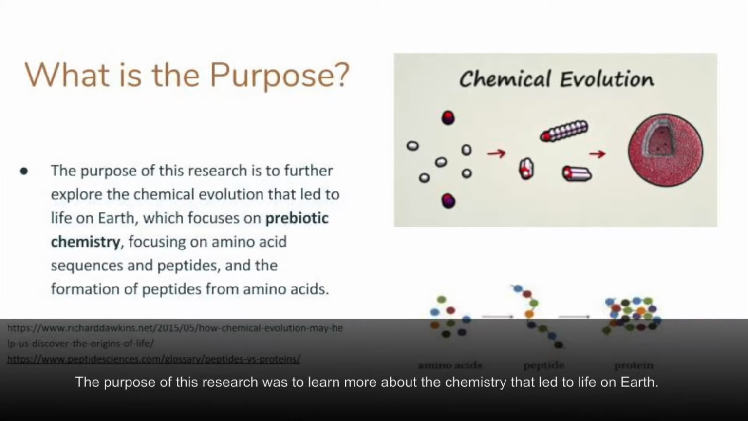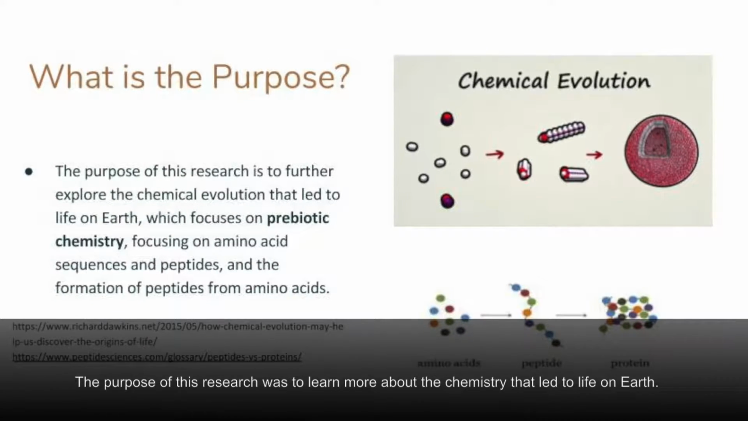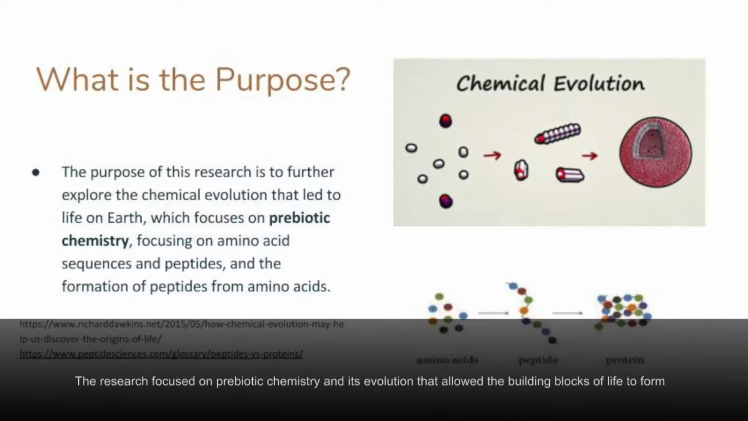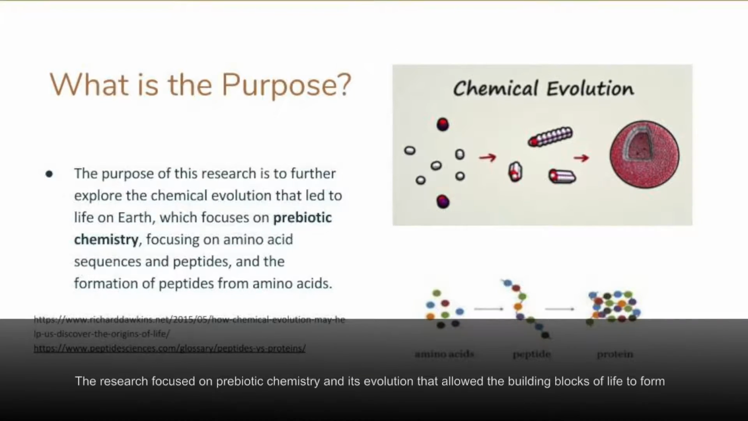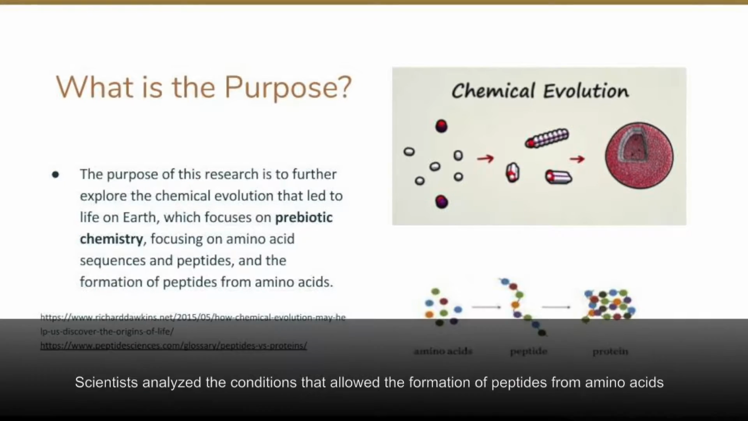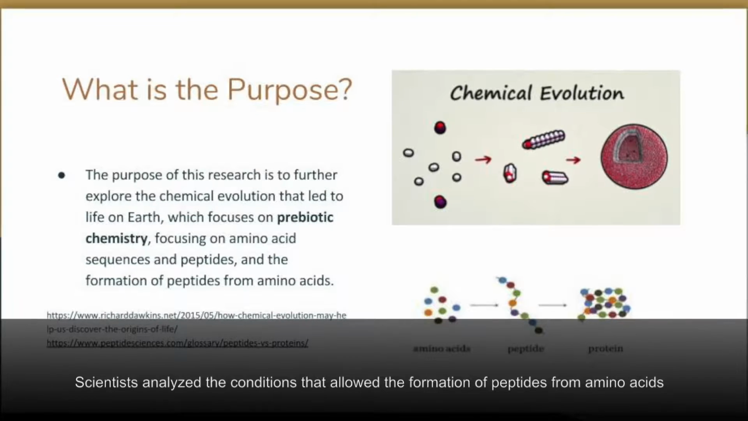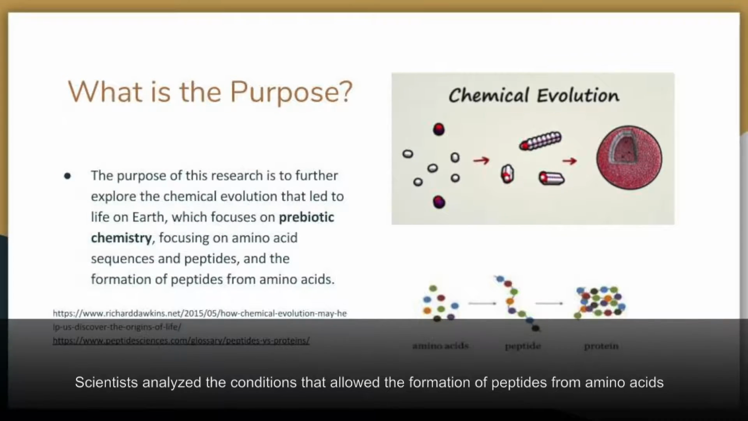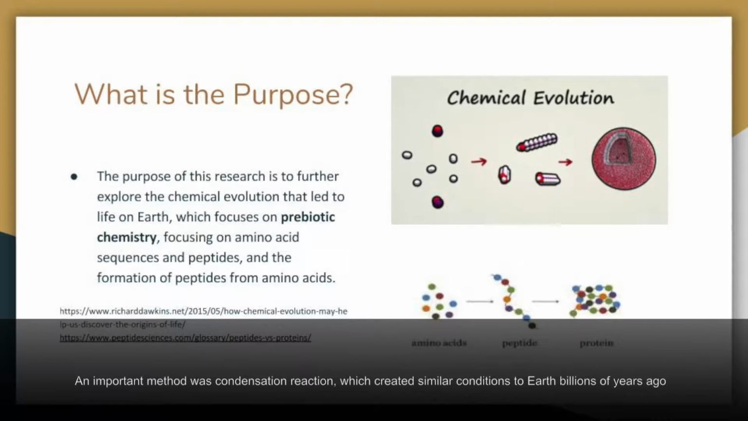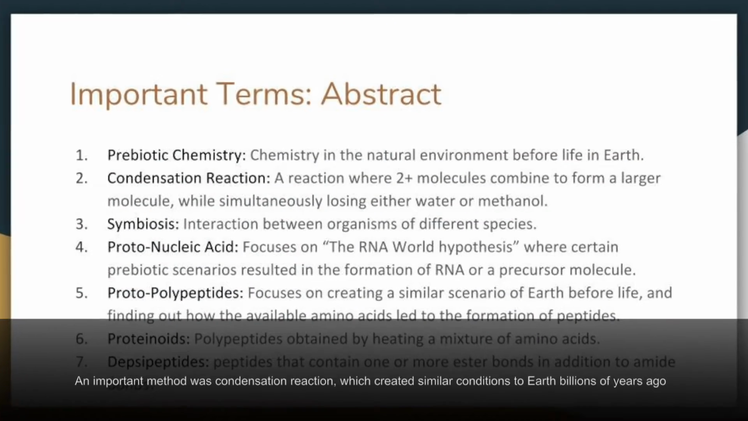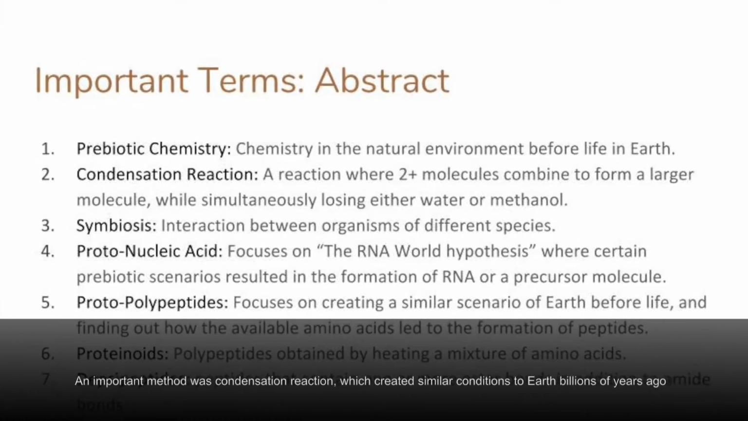The purpose of this research was to learn more about the chemistry that led to life on Earth. The research focused on prebiotic chemistry and its evolution that allowed the building blocks of life to form. Scientists analyzed the conditions that allow the formation of peptides from amino acids. An important method was condensation reaction, which created similar conditions to Earth billions of years ago.